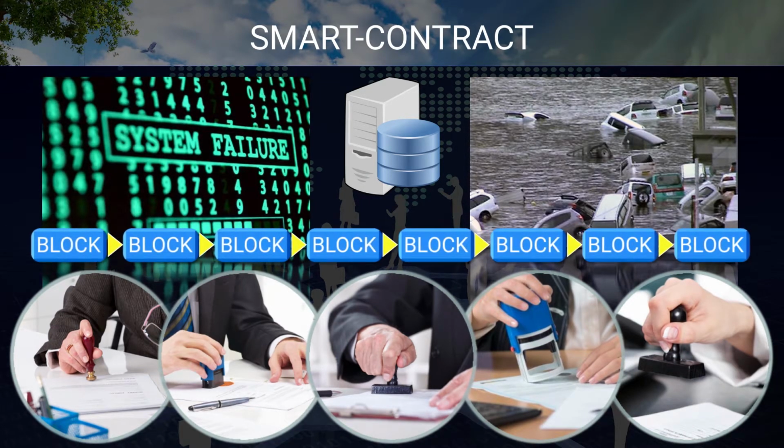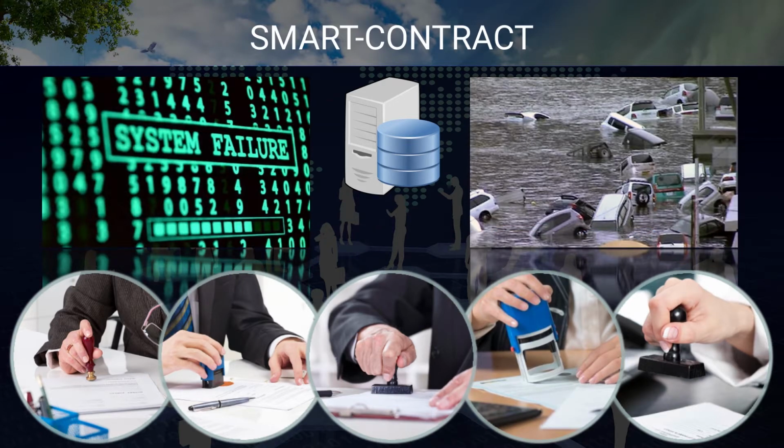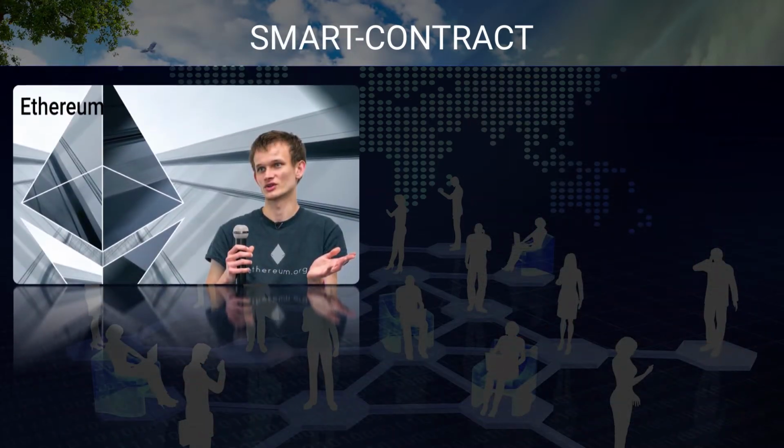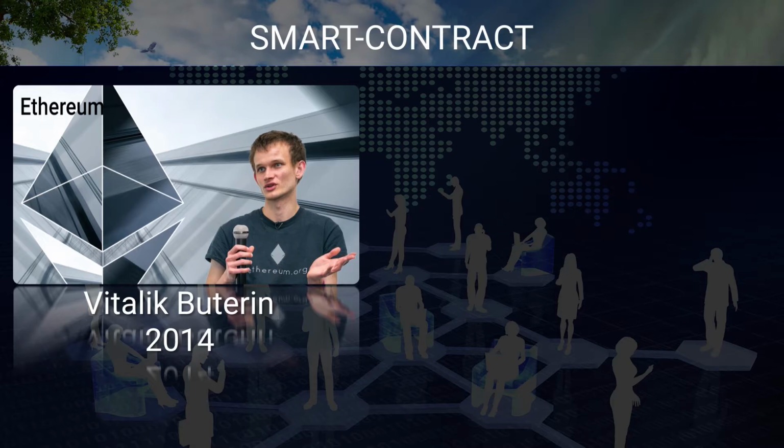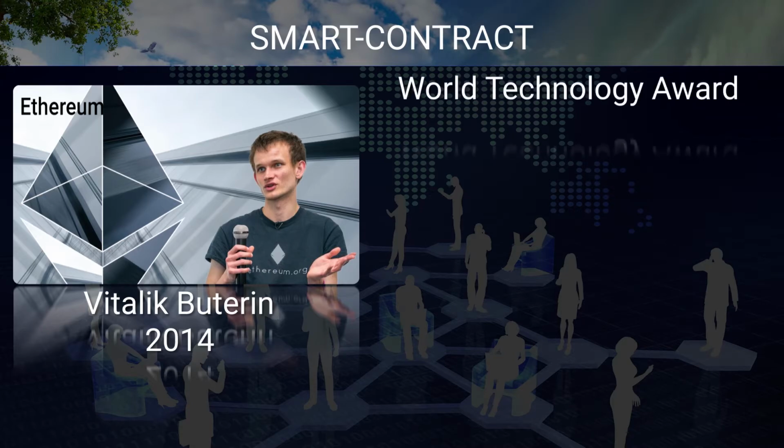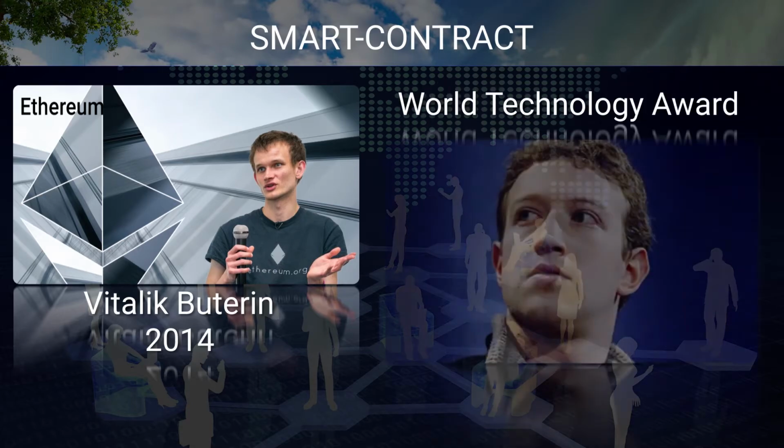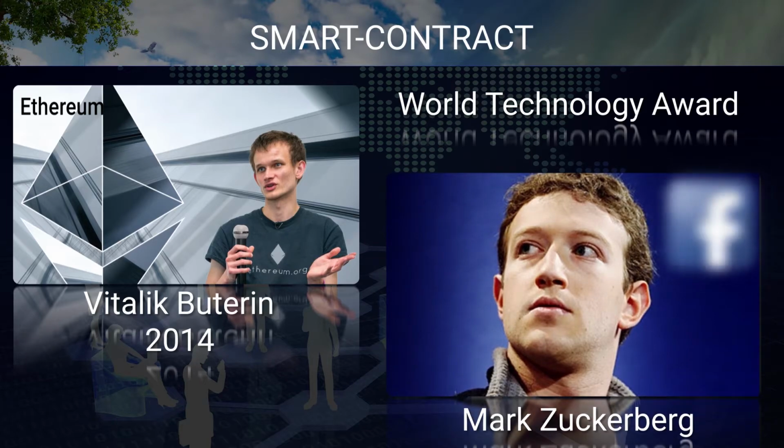It became possible to keep all deals in the blockchain by using the smart contract, because the blockchain is kept by all network members. In this case, there is no possibility of substitution and loss of data. Vitalik Buterin received the World Technology Award for the project Ethereum in 2014, leaving Mark Zuckerberg, the founder of Facebook, and other famous candidates behind.